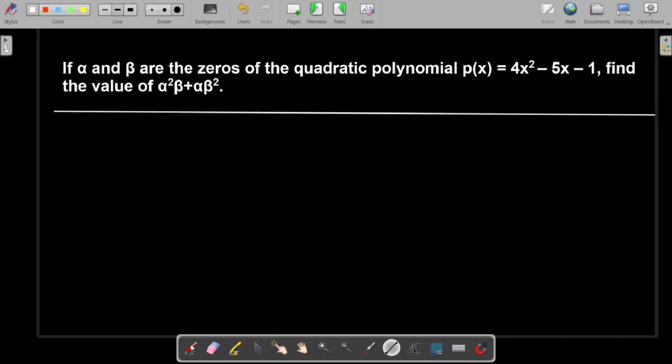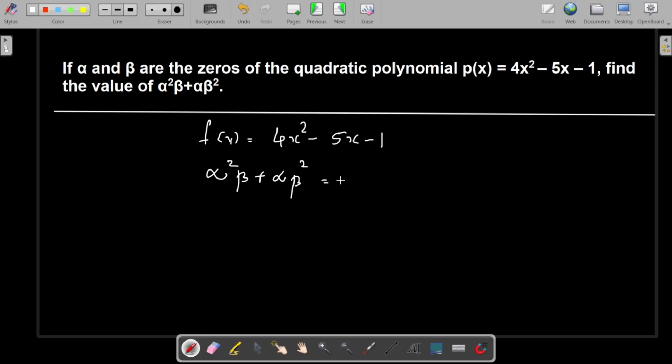This is the question. For this, first we'll write the polynomial, right? What is the polynomial here? We are given p of x is equal to 4x square minus 5x minus 1. Now we need to find the value of alpha square beta plus alpha beta square.